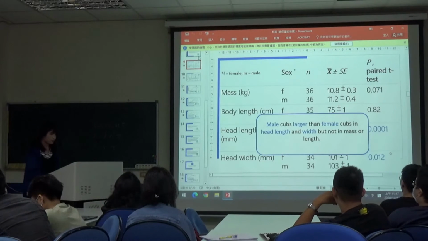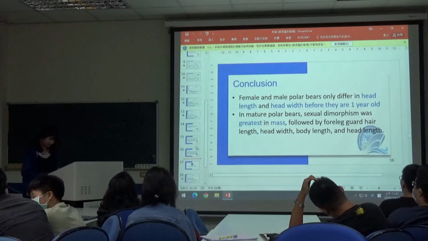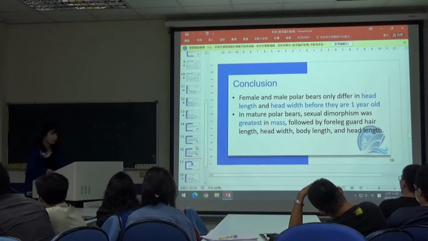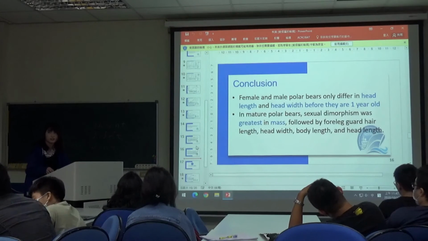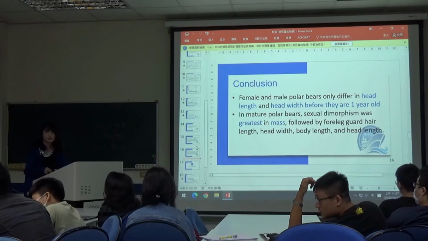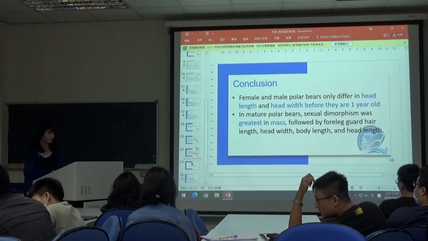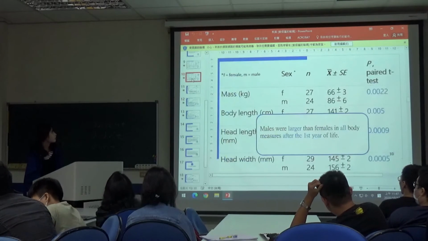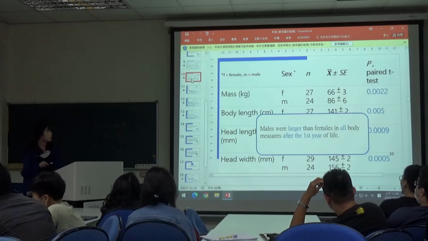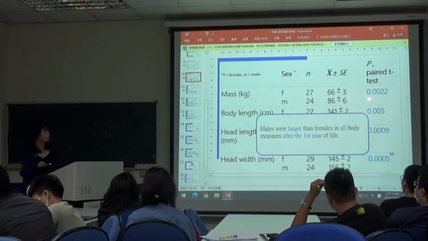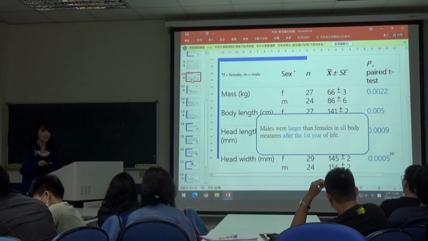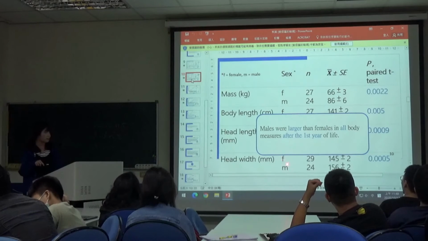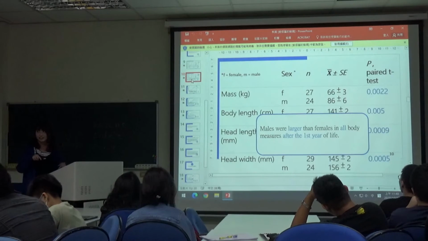The p-value is a statistical measure. So what's the value? The actual value. So the p-value means that the smaller it is, the larger the difference between female and male.